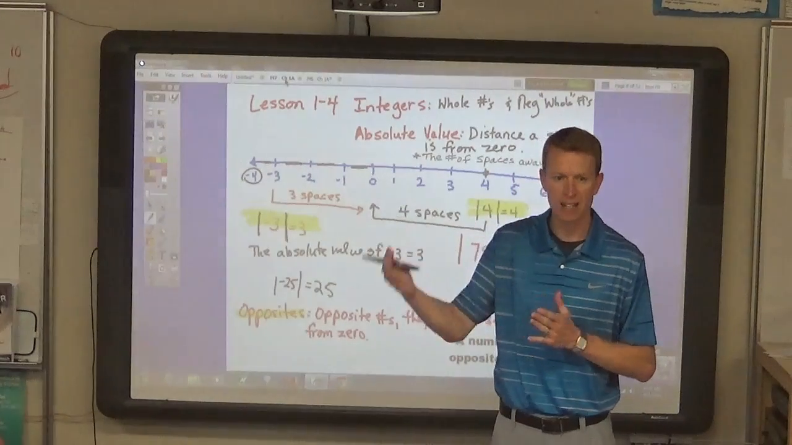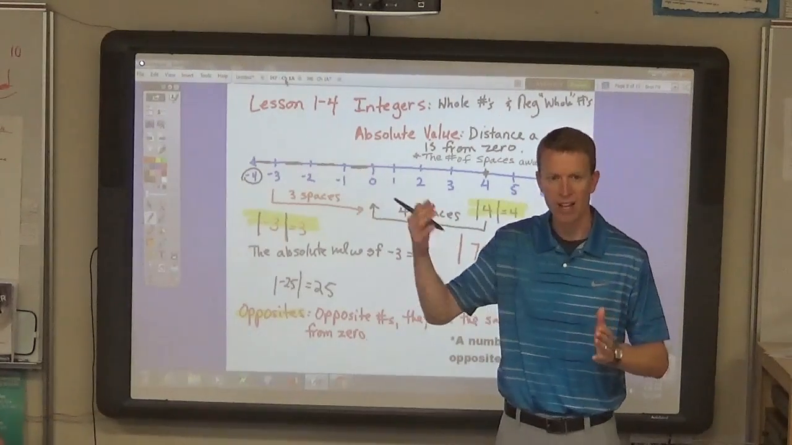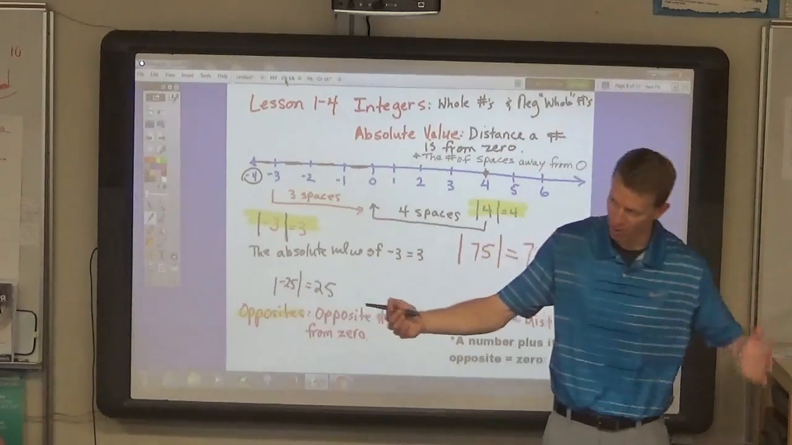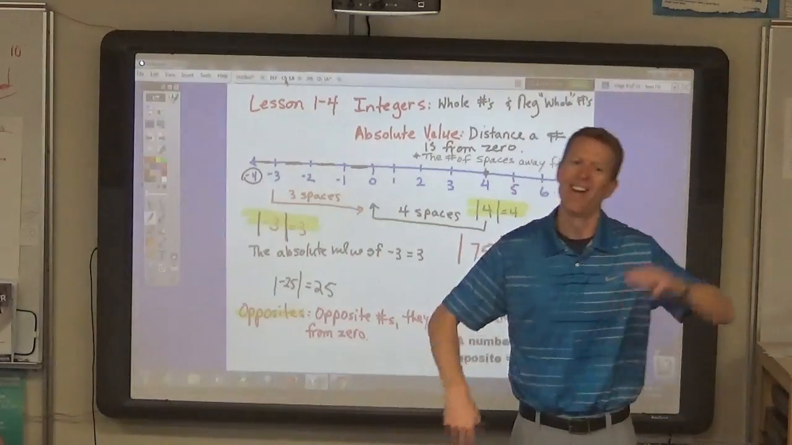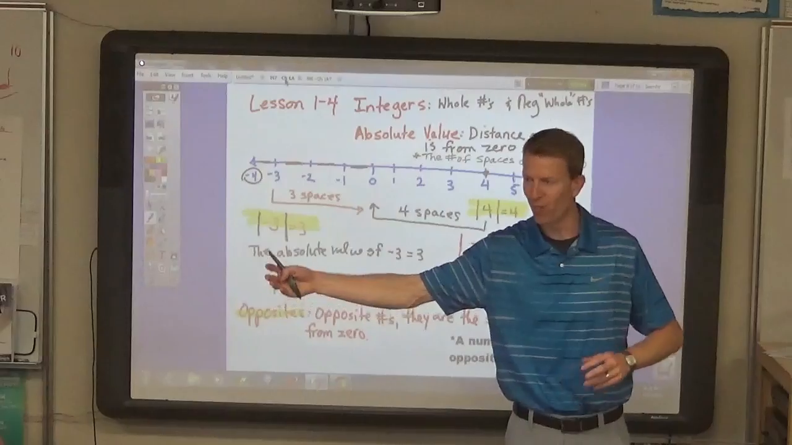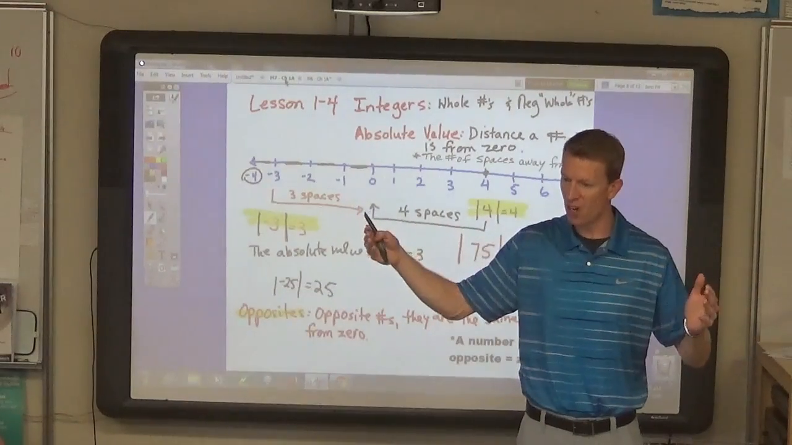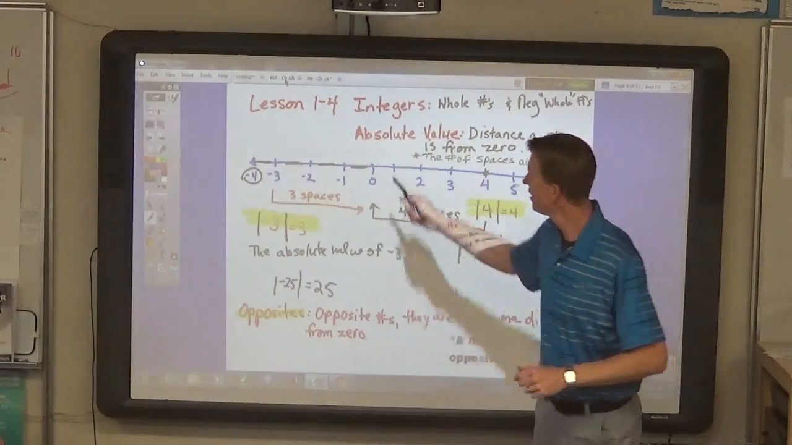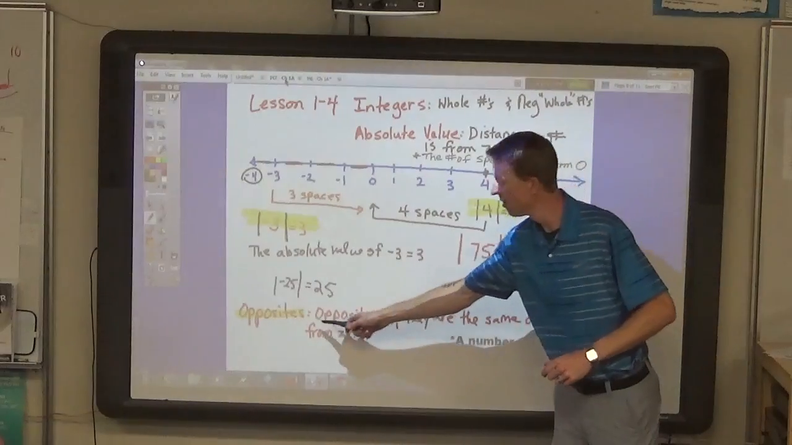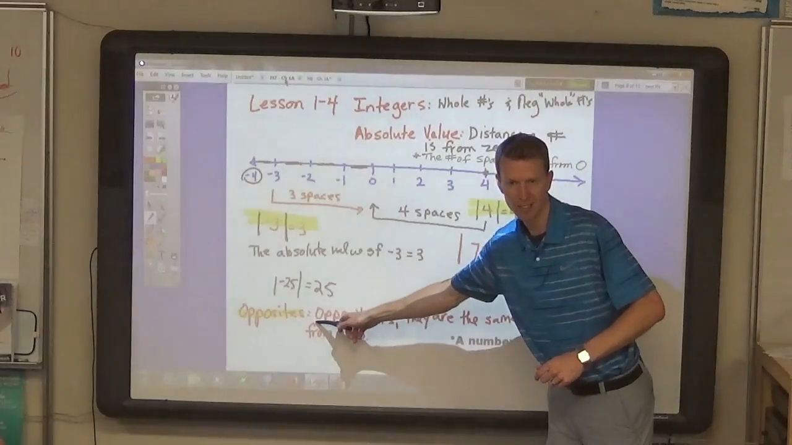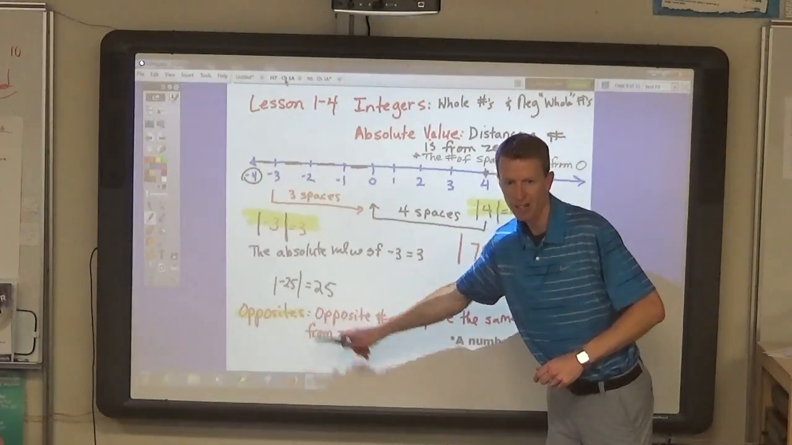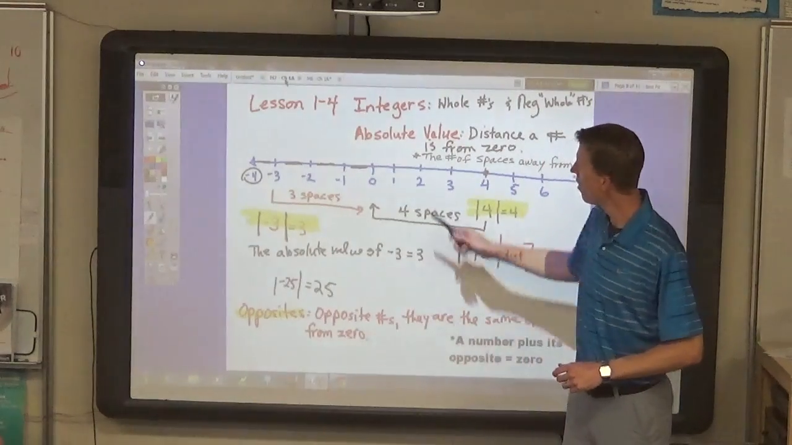1 and negative 1. 2 and negative 2. 3 and negative 3. 4 and negative 4. What are those numbers called? Integers and opposites. Okay?